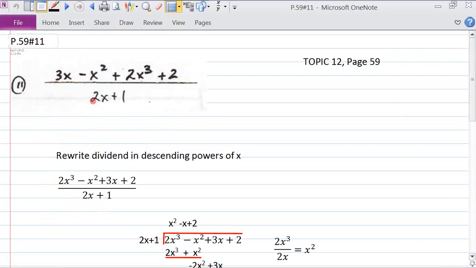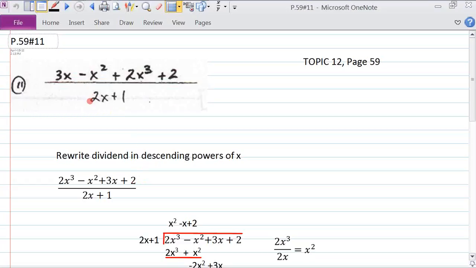Second problem, we have to divide 3x minus x squared plus 2x cubed plus 2 by 2x plus 1. Now the first thing we do is look at this and see if it's in descending powers of x, and you can see it's not. Actually, the first 3 terms are in ascending powers. So I have to rearrange it so it's in descending powers. So 2x cubed is this term here. Then I do minus x squared, which is this term here, plus 3x right here, and then plus 2.